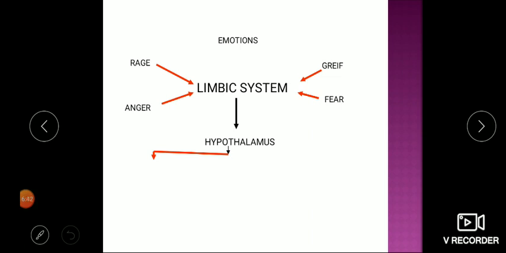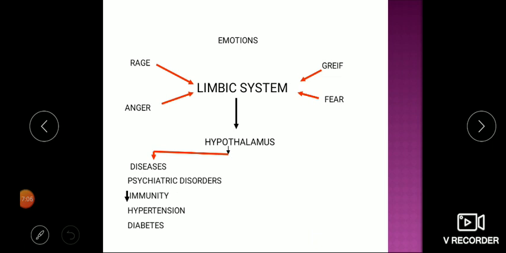But if this goes on over a period of time, if the person is under stress continuously, or grief, or fear, or is very angry repeatedly, that is stress, and it will lead to constant stimulation of the sympathetic system, leading to psychosomatic disorders like psychiatric disorders, decrease in immunity, hypertension, diabetes mellitus, and ulcers. This is the result of all negative emotions over a period of time.